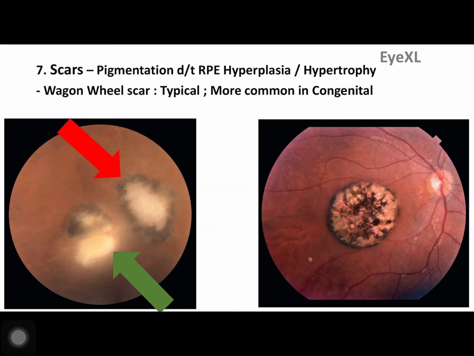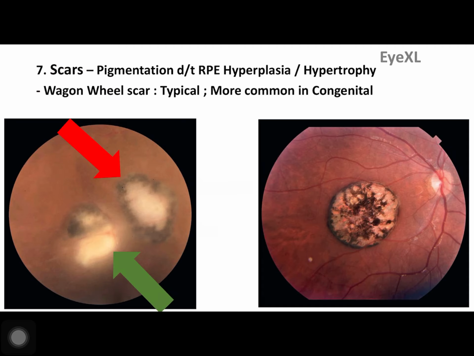Lastly, you can have scarring. Almost every case of toxoplasmosis will end with scarring. This scarring is because of pigmentation, and this pigmentation is due to the retinal pigment epithelium. The melanin pigment present in the RPE undergoes hyperplasia or hypertrophy. So any old lesion of toxoplasmosis will almost always show scarring with pigmentation.